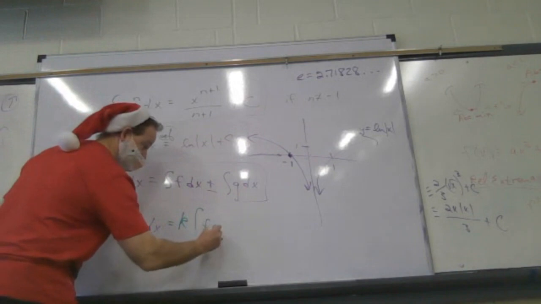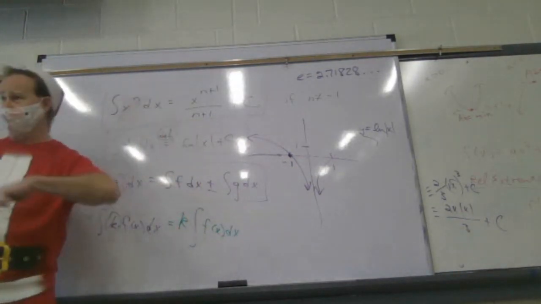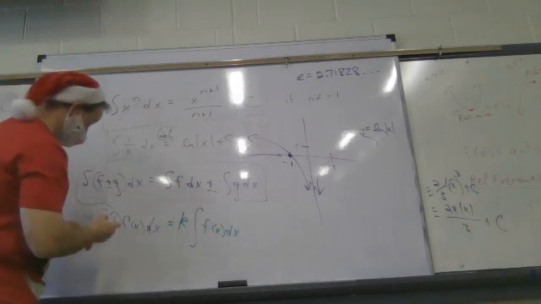All right, but anyway, so I can bring that constant out front, and it's going to be the constant times the antiderivative of f of x with respect to x. So the antiderivative of a constant times a function, I can pull that constant out in front. Okay? So we can do that. Does that make sense?